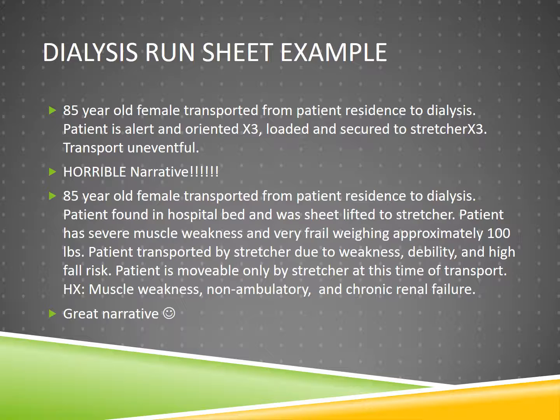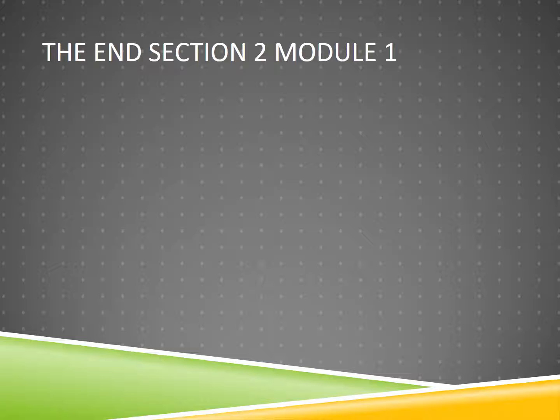This is a great narrative. It paints a picture of where the patient's found in a hospital bed. So for some reason, they're not capable of sleeping in a regular bed. It gives me their weight and tells me exactly why they're taken by stretcher due to their weakness, stability, and their very high fall risk. That is what we want to see on your run sheets, not the short 2 sentences above. The end of section 2, module 1.